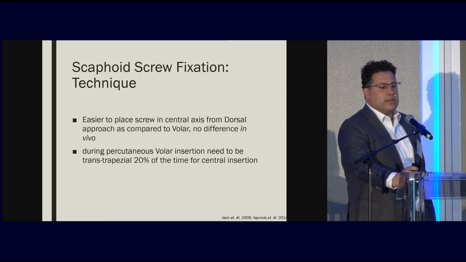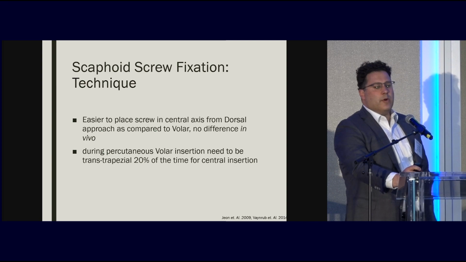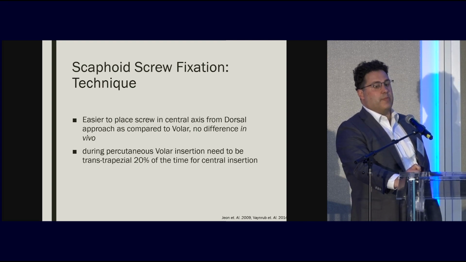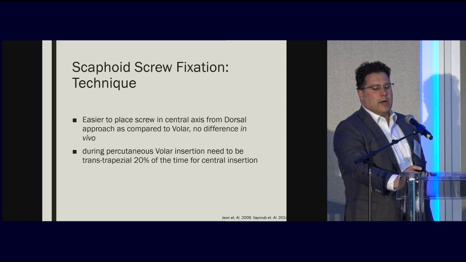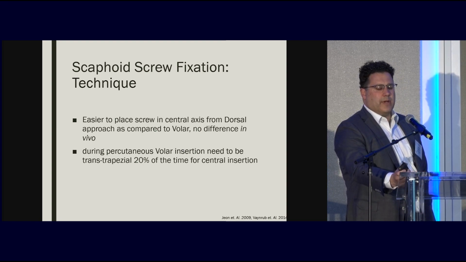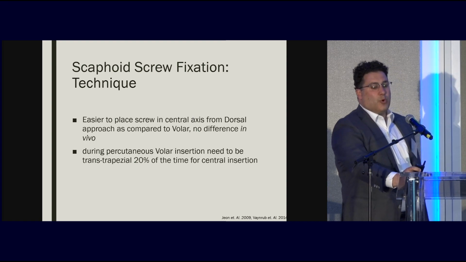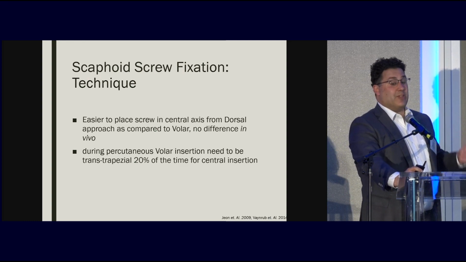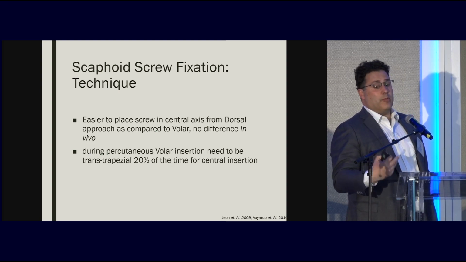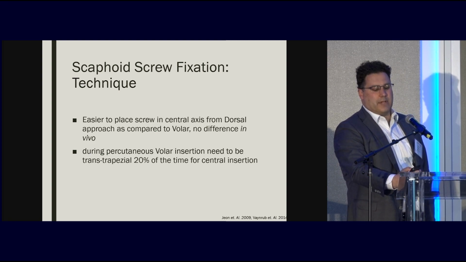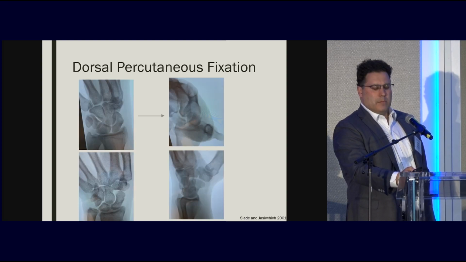As far as technique, it's been shown that in vivo it's easier to place the screw in the central axis percutaneously from a dorsal approach as compared to a volar approach, but there's no difference in union rates in that series. In a cadaveric series done by one of my co-residents, they show that percutaneous volar insertion requires a trans-trapezial approach about 20% of the time. So if you want to put that screw into the center of the scaphoid from that volar approach, you have to go through the trapezium about 1 out of 5 times. Okay?